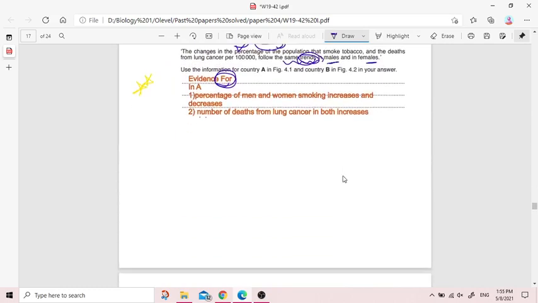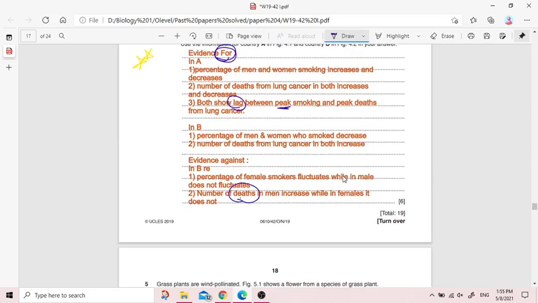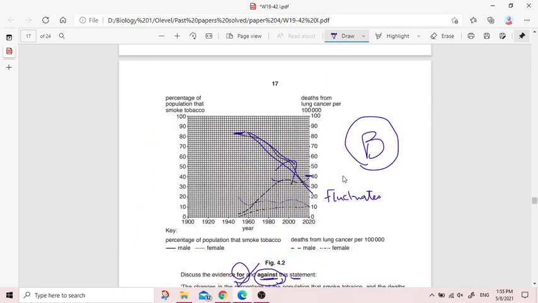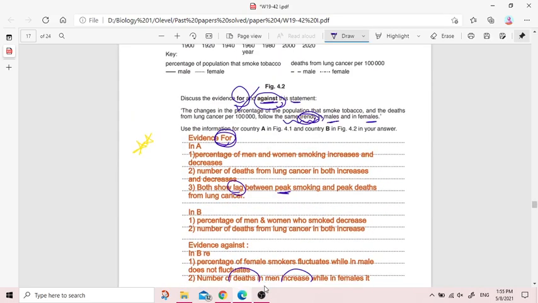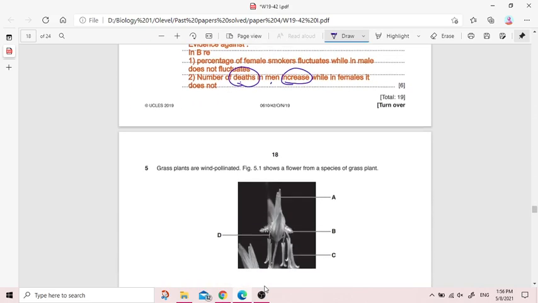This is number 1. Number 2: the number of deaths in men continually increases while in the females it does not. The death in the males increases, while death in the females was increasing a little but after that it stayed constant. Okay? So we have finished describing evidence, giving evidence with the statement and evidence against the statement. This is how you solve these questions.